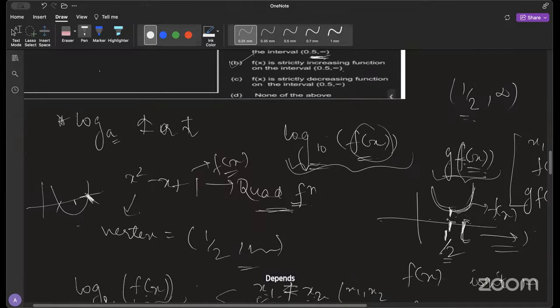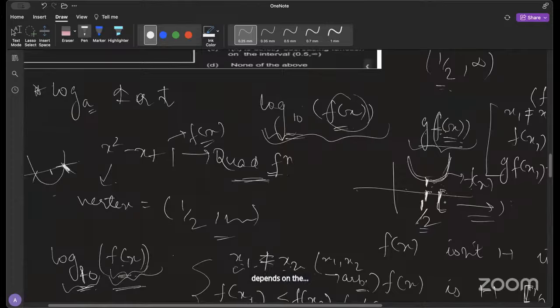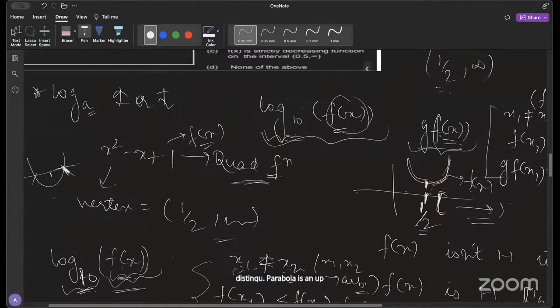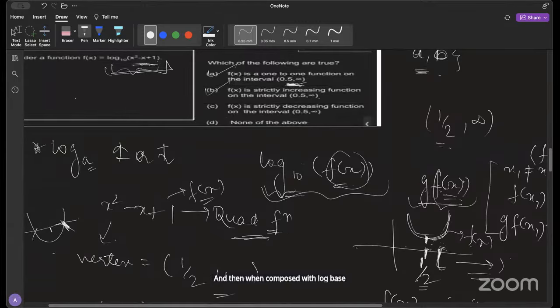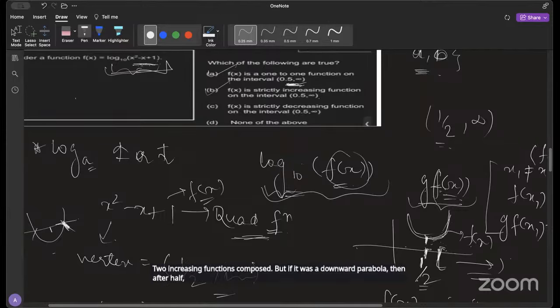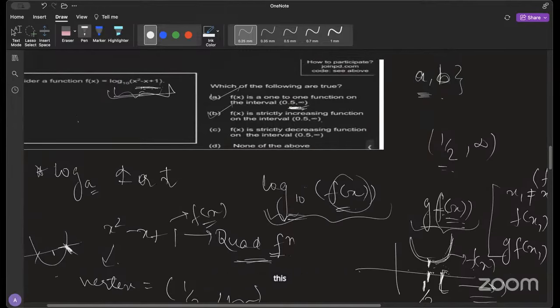It depends on this thing. Your parabola is an upward parabola. That's why it's an increasing function, and then when composed with log base 10, it gives you an increasing function. Two increasing functions composed. But if it was a downward parabola, then after half your function would be a decreasing function. So this inner argument is decreasing, and then log base 10, the outer function, is an increasing function. That means the entire thing would become decreasing. Is that clear?